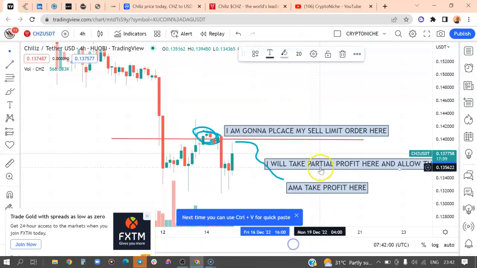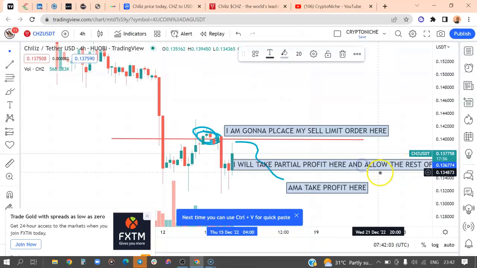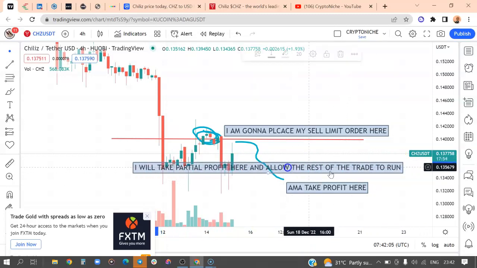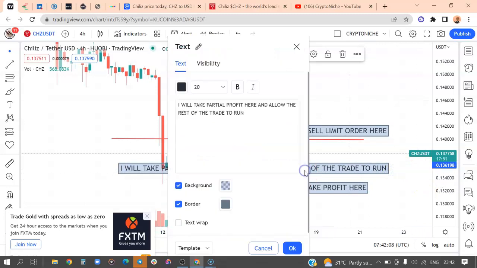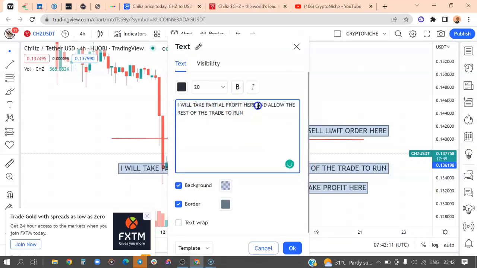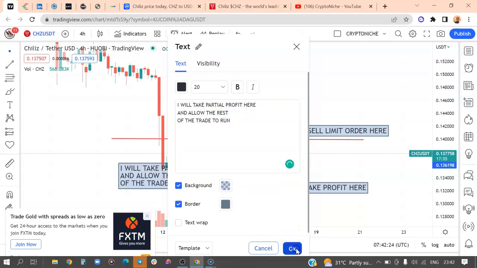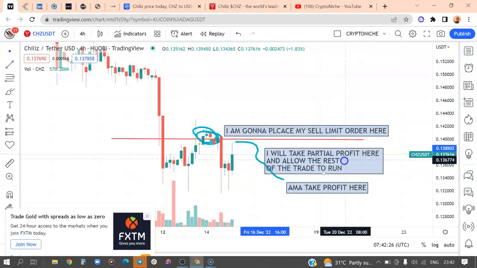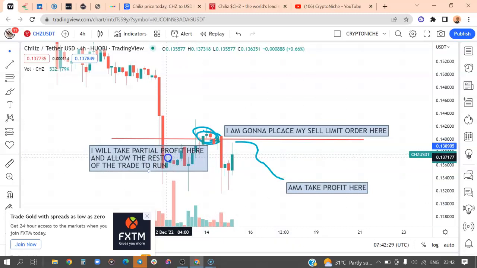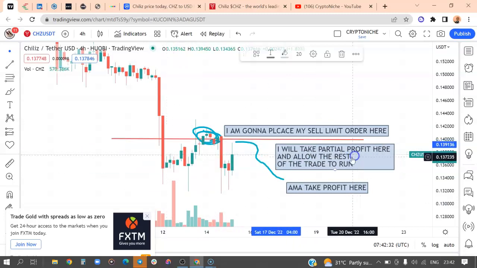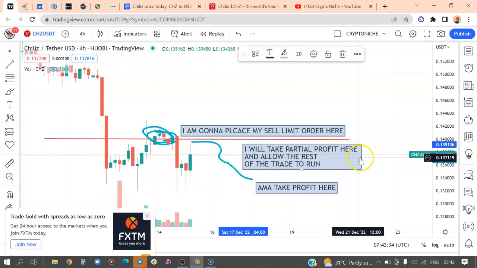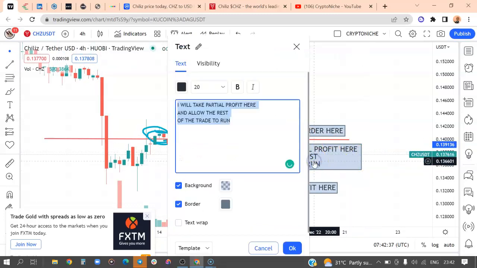So yeah, that is too long. Profit here. So the analysis of the trade. Yeah, something like this. I think it makes sense this way. So somewhere here you could take partial profits here and allow the rest of the trade to run. So this is what I'm going to do.